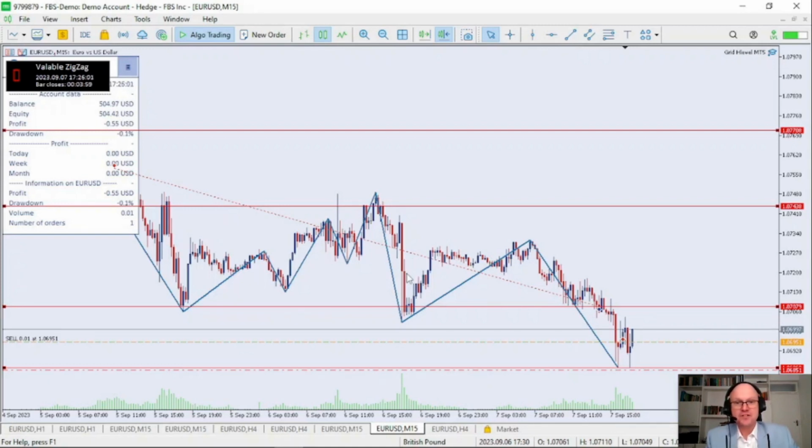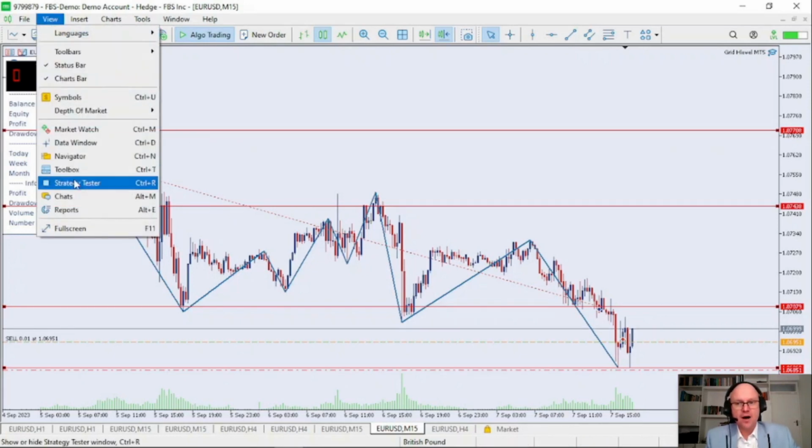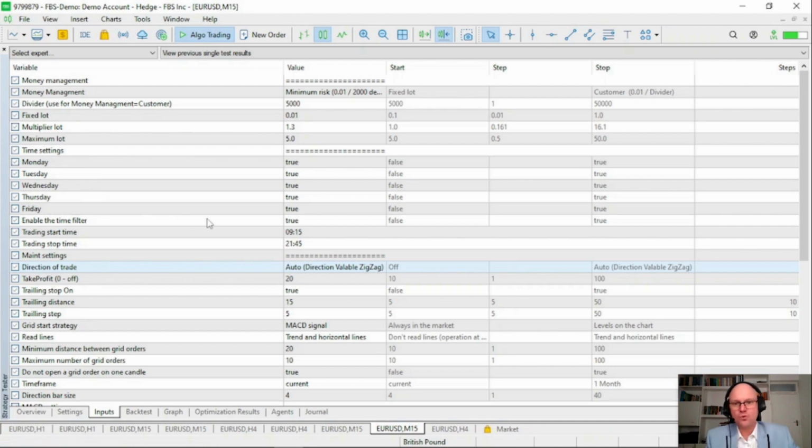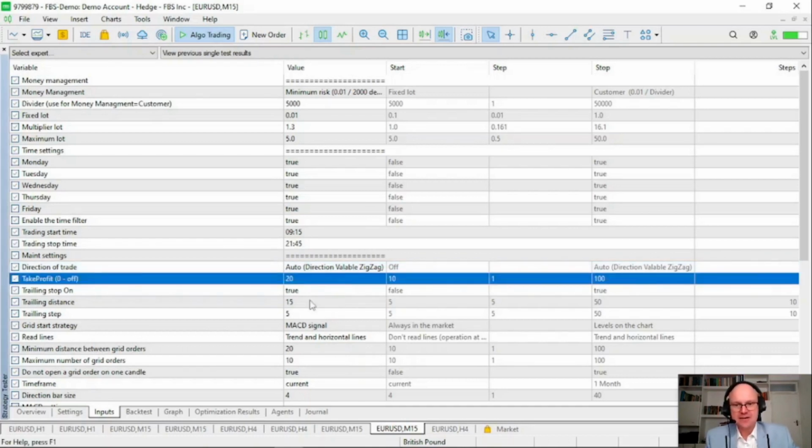So what we are going to do is I'm going to show you a few different ways that you can trade it. So the one that I'm currently trading here is the semi-automated system. However, on the strategy test, I've also created a set file that trades completely autonomously. And for this, I used a MACD entry signal with a take profit of 20 and a trailing stop of 15 with a step of 5.